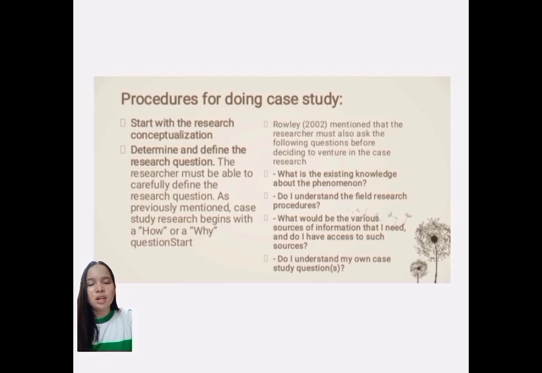Rowley mentioned that the researcher must also ask the following questions before deciding to venture into case research. First one is, what is the existing knowledge about the phenomenon? Second is to understand the field research procedure. Third is, what would be the various sources of information that I need, and do I have access to such sources? And last one is, do I understand my own case study questions?